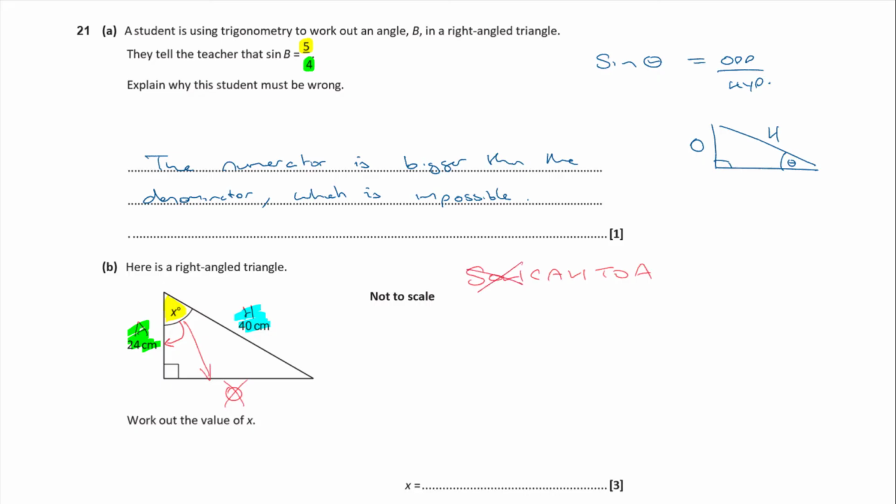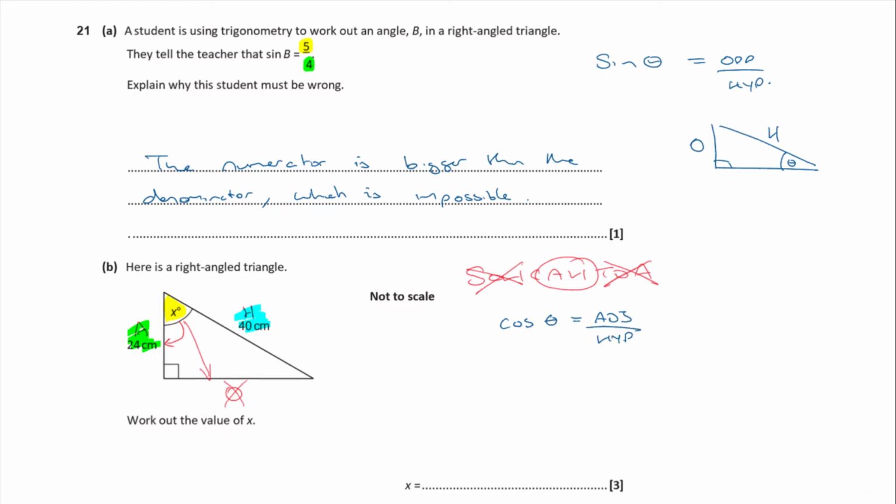So SOH is out because it's got an O in it. TOA is out because it's got an O in it. Must be that it's the cosine here. CAH: cosine equals adjacent over hypotenuse. Okay, so let's write out the proper formula for cosine. Cos theta is equal to the adjacent divided by the hypotenuse.